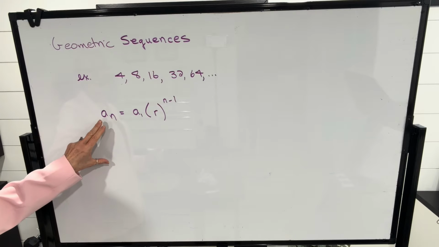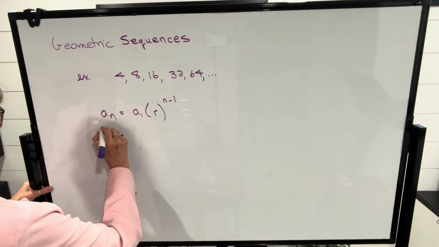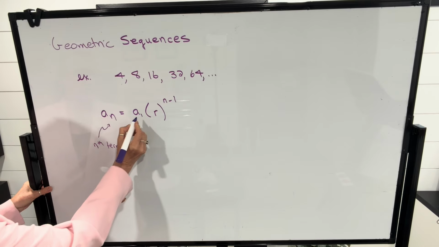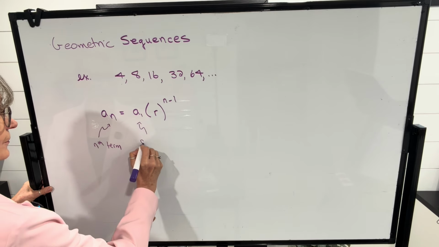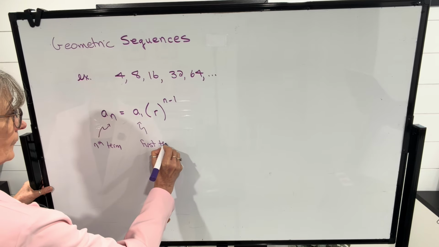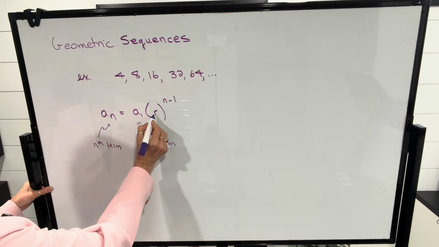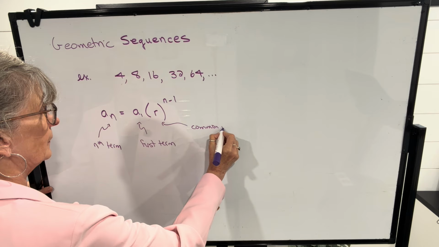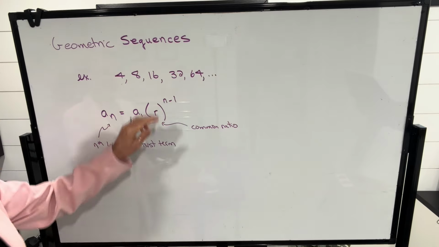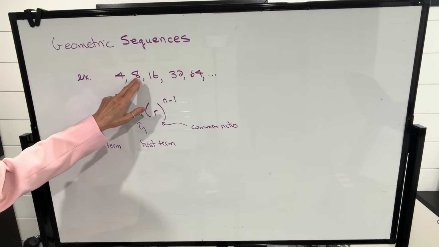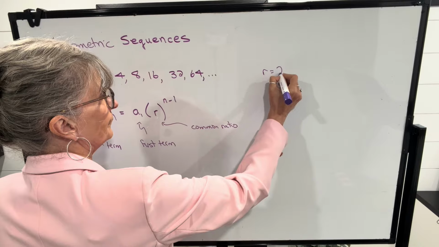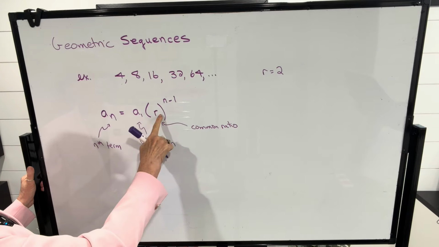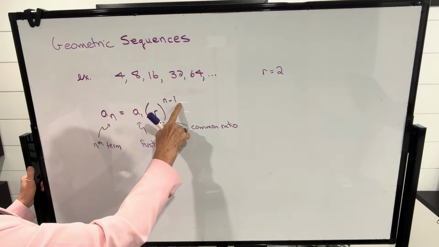The formula looks like this: a sub n, where a sub n represents the nth term, will equal a sub 1, where a sub 1 represents the first term, times r, which is referred to as the common ratio. In this example, the common ratio is 2. Each number gets multiplied by 2 to get the next number. r is raised to the power of n minus 1, where n represents the term number.